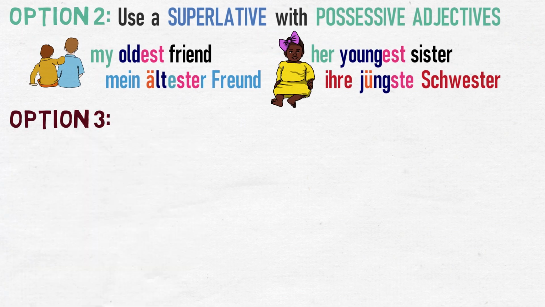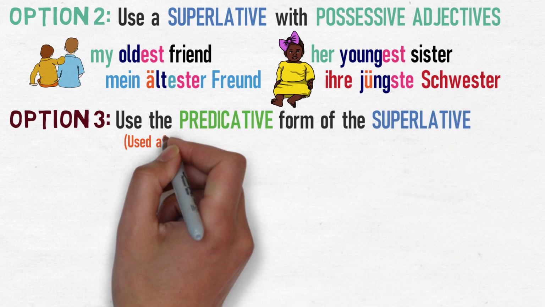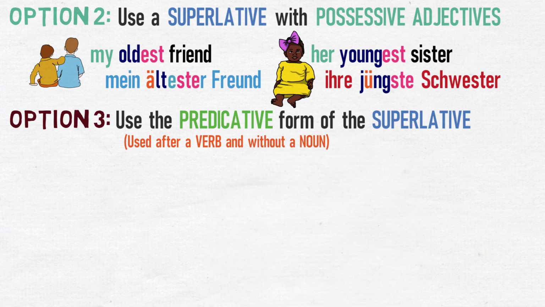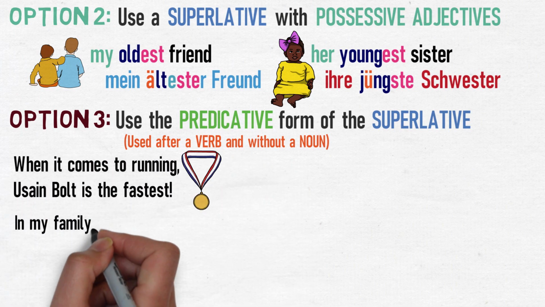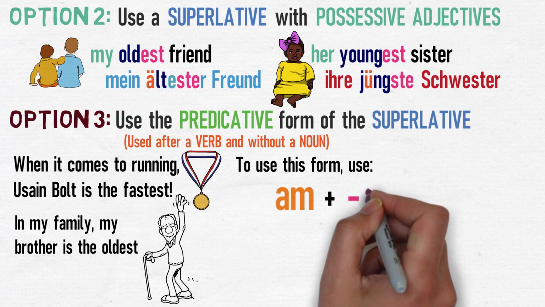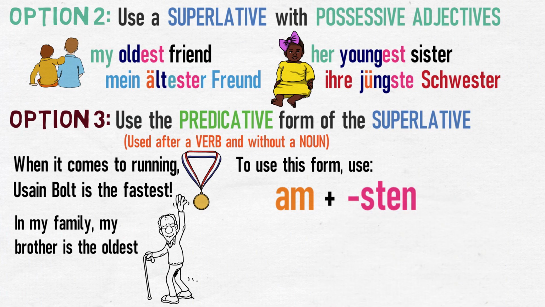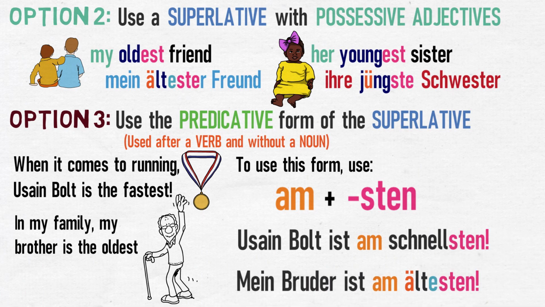The final option is to use what's called the predicative form of the superlative, which essentially means that it's used after a verb and that you do not need a noun. You use this when it's obvious what you're talking about. For example, when it comes to running, Usain Bolt is the fastest. In my family, my brother is the oldest. In this example, we don't need to say the fastest runner or the oldest sibling, so we can use the predicative form. To form this, we use the word am before the superlative with an n ending. For example, Usain Bolt ist am schnellsten. Mein Bruder ist am ältesten.